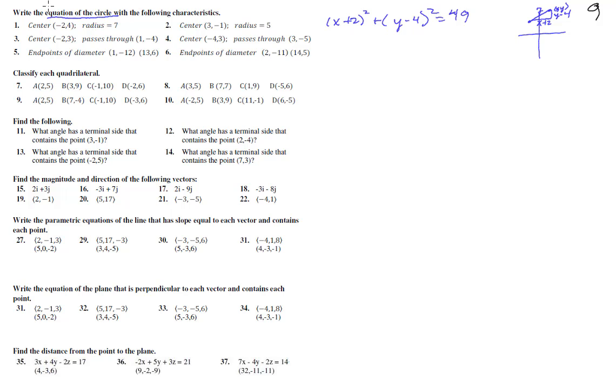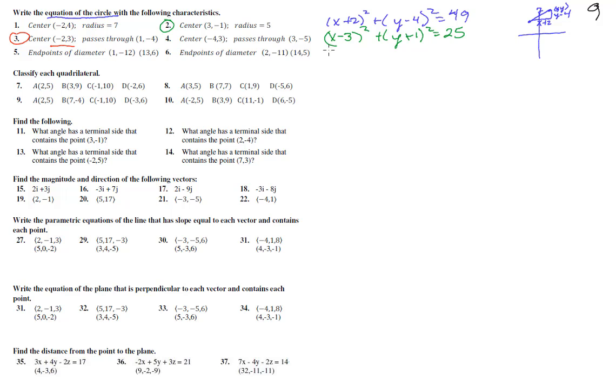So number 2 has center 3, negative 1. So this is going to be x minus 3 squared plus y plus 1 squared equals, radius is 5, so that means this over here will be 25. So radius squared in the middle.